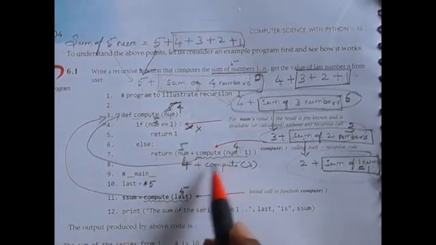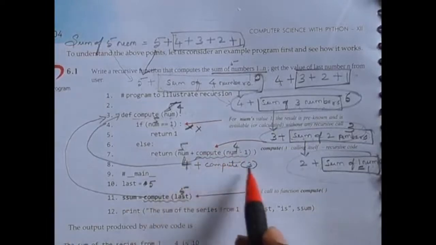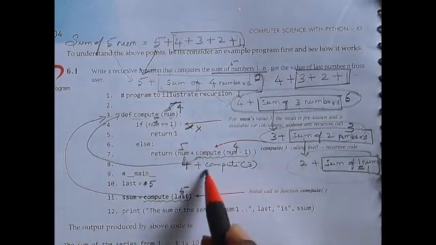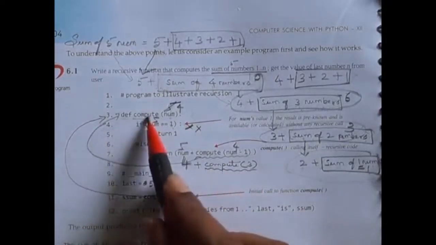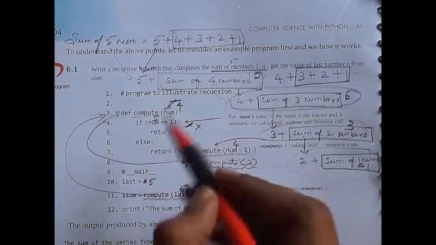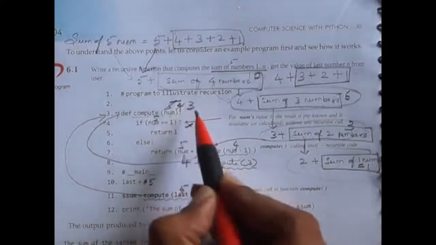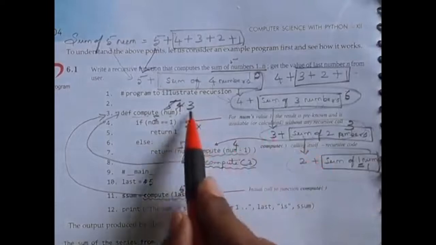This time 4 plus compute 3 will execute. So compute 3 is what? It is also a calling statement. This will call this function. So now the num value will become 3. So it will come here.